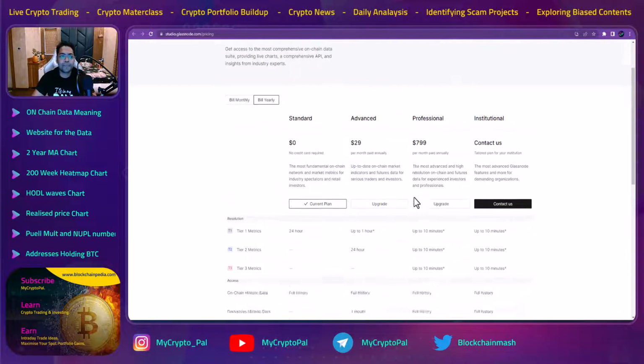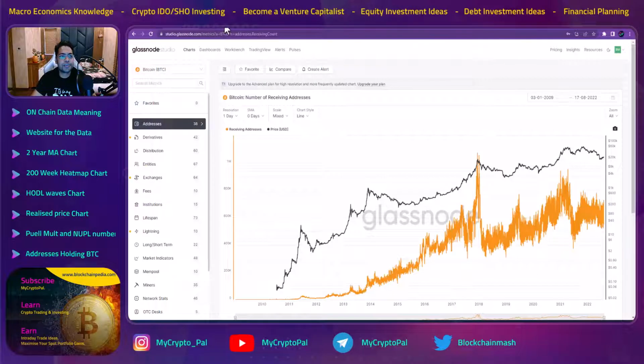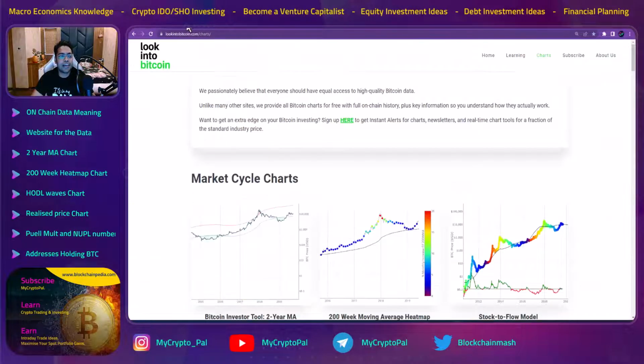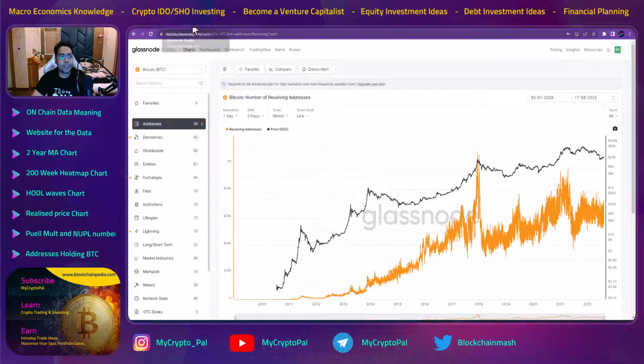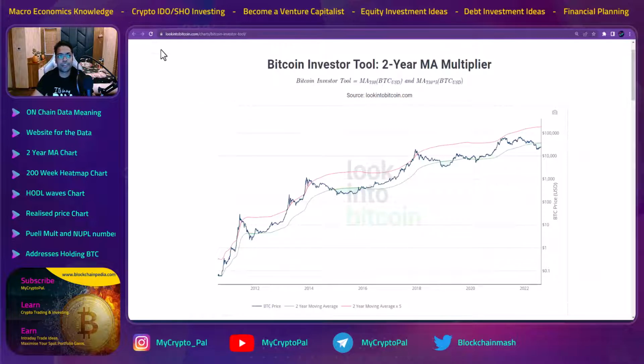Having said that, these are the two data sources. Now I have taken my data from lookintobitcoin.com, so we'll focus on that. We'll start with the 2-year moving average multiplier. The formula is not important.